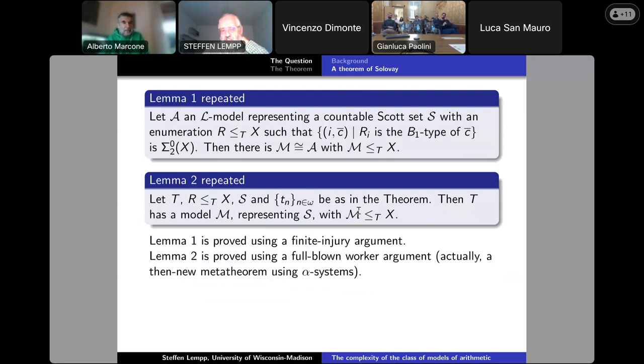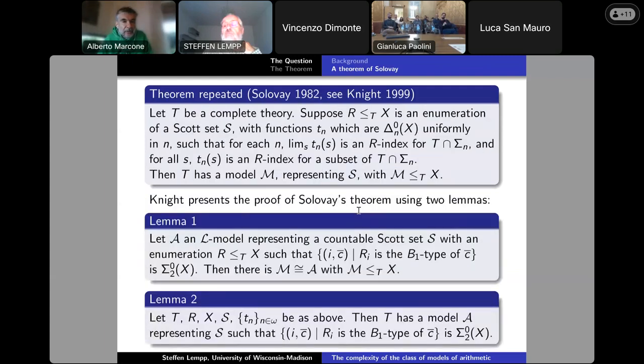Stefan, just a question from Alberto. In this case, you are just representing the B1 types, right? In this case, yes, right. While in your definition, you were asking for representing all BN types. Yes, that's precisely right. So represents in general means all BN types. But in these lemmas, you just need to represent the B1 types. It's a technical thing to make the theorem come out just right.